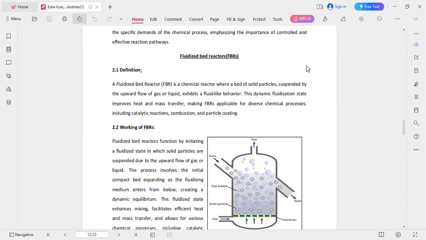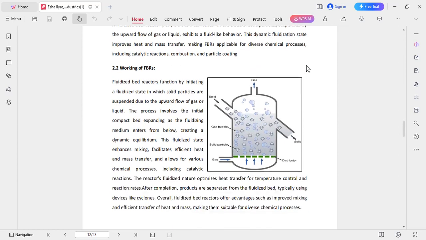The second type of reactor I have explained in this article is the fluidized bed reactor. First of all, I will show you the definition of fluidized bed reactors. A fluidized bed reactor is a chemical reactor where a bed of solid particles suspended by the upward flow of gas or liquid exhibits fluid-like behavior. This dynamic fluidization state improves heat and mass transfer, making fluidized bed reactors applicable for diverse chemical processes including catalytic reactions, combustion, and particle coating.